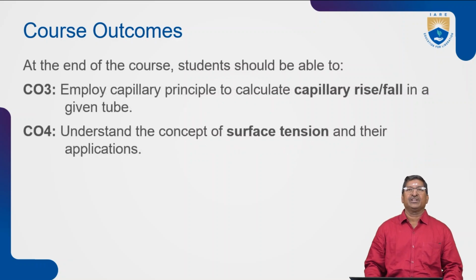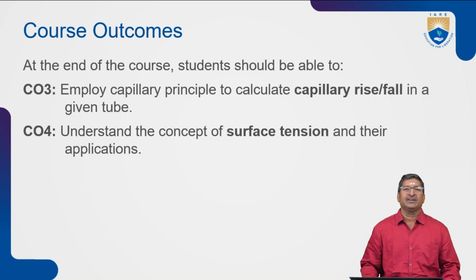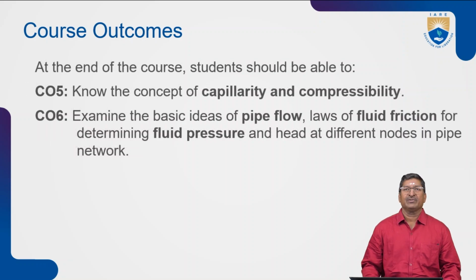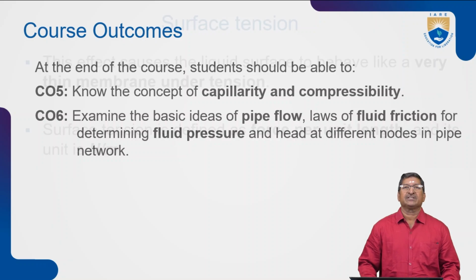In case of course outcome 3, what is the capillarity rise or capillarity fall for a given small tube? That is course outcome 3. Course outcome 4 is the concept of surface tension and its applications. Course outcome 5 is the capillarity and the compressibility. Course outcome 6 is the flow of fluids in a pipe, that is, pipe flow and how the pressure varies from one point to another after traveling a certain distance, due to friction.